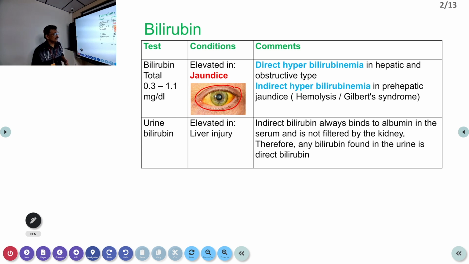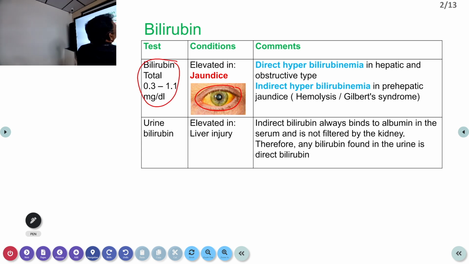So again, jaundice is divided into mild, moderate, and severe types, which we will see afterwards. And normally, there are two important types of bilirubin. There will be a total bilirubin, a direct bilirubin, and an indirect bilirubin. The total bilirubin range is 0.3 to 1.1 milligram per deciliter. When this bilirubin is elevated in our blood, you can see yellowish discoloration of the sclera, and it can be there in the skin also.